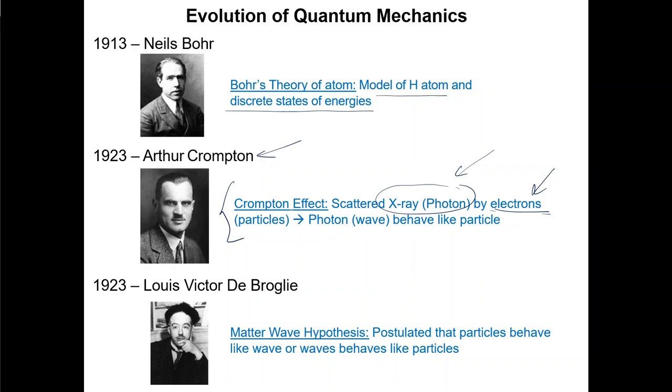Also in 1923, de Broglie put forward the matter wave hypothesis, which said that particles also behave like waves, or the waves behave like particles. So many of these things happened at the same time, so you can imagine that people were working on these ideas in parallel, and when you put all those dots together, you can correlate each of them systematically. In 1925, Heisenberg gave the uncertainty principle, and he also came up with what is known as matrix mechanics, which is one way of solving quantum mechanics. Schrodinger came up with the wave mechanics.